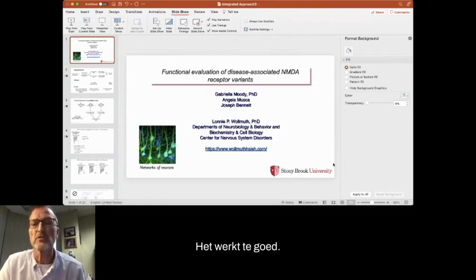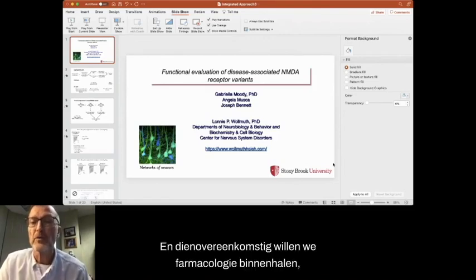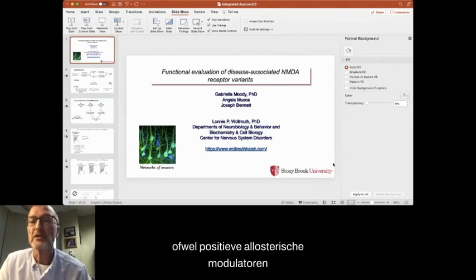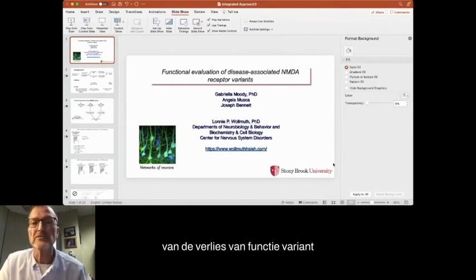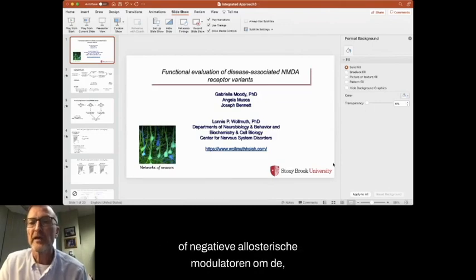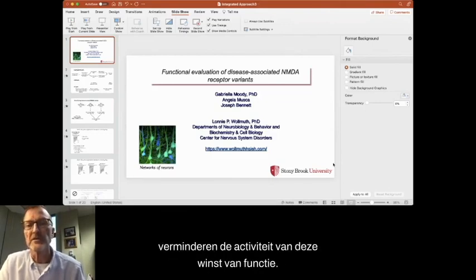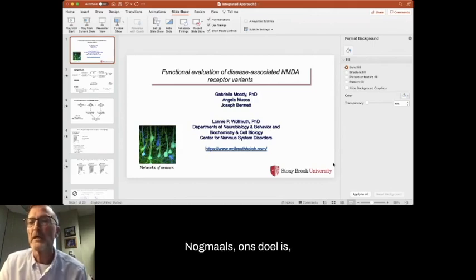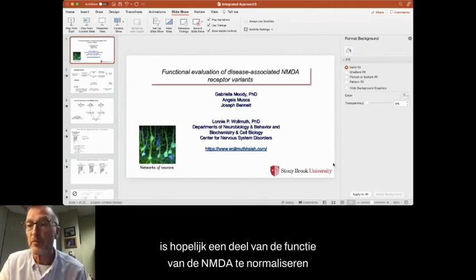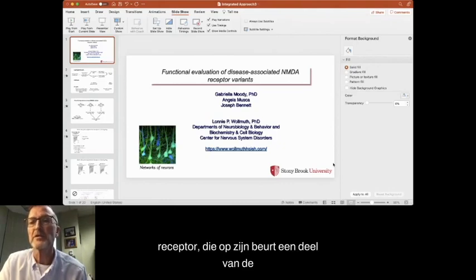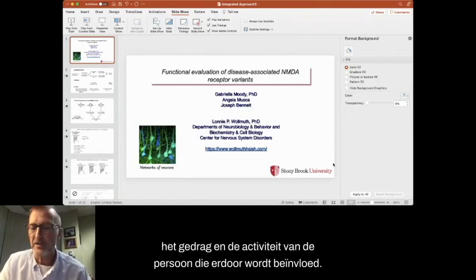And correspondingly, then, we want to bring in pharmacology, either positive allosteric modulators to enhance the function of the loss of function variant, or negative allosteric modulators to reduce the activity of these gain of function variants. And again, our goal is hopefully to normalize some of the function of the NMDA receptor, which in turn could normalize some of the behavior and activity of the individual affected by this.